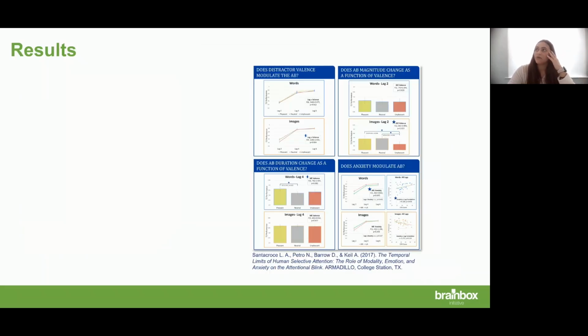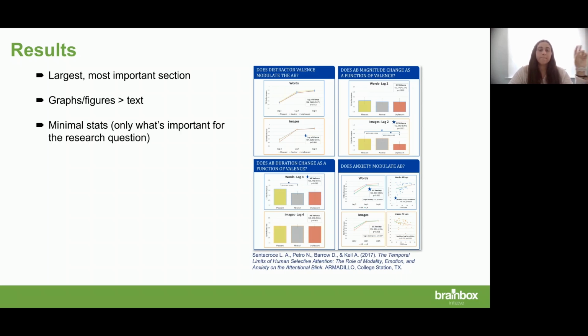Okay, so now results. This is the largest, most important section. Obviously, your results are the big deal. Similar to methods, graphs and figures should always replace text if possible. Make sure to use minimal statistics. Again, only what's important for your research question. We don't need the full F table for every little ANOVA that you ran.